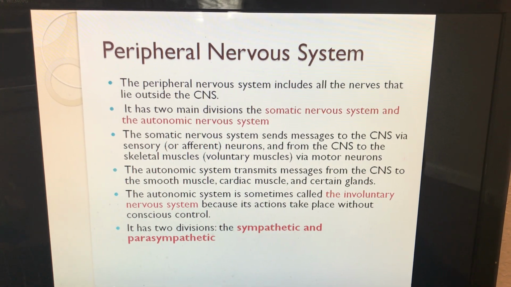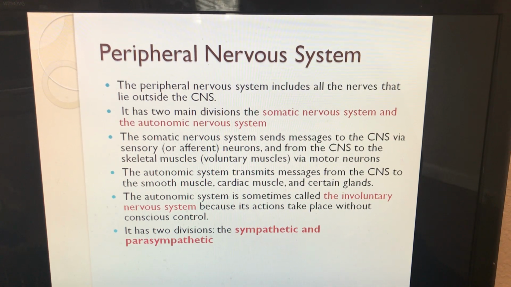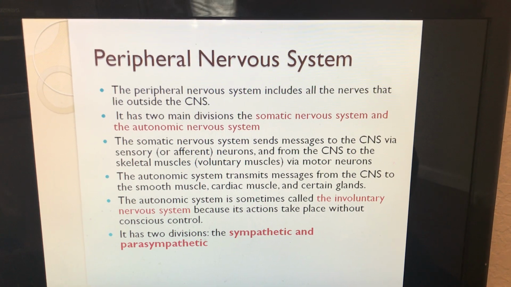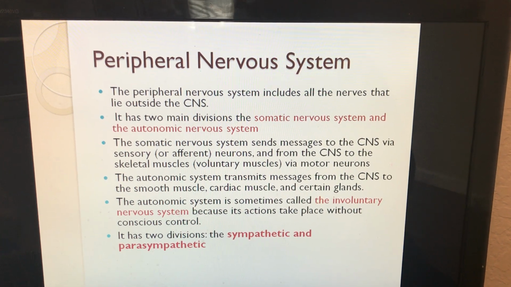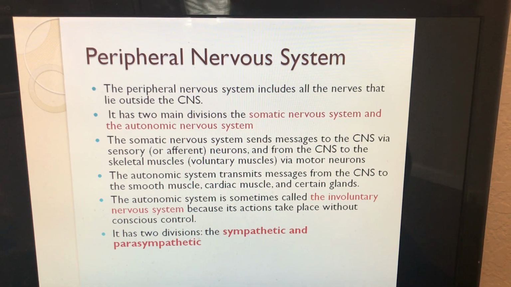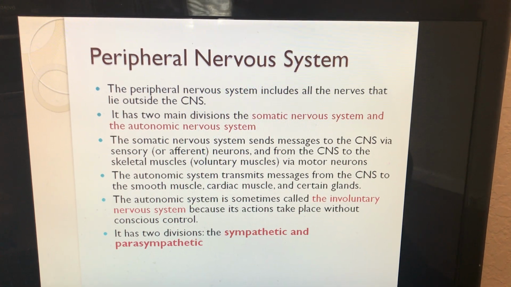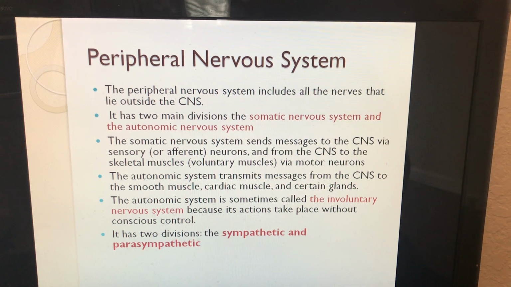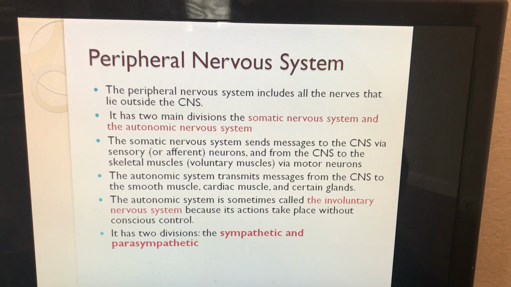Your peripheral nervous system includes all the nerves that lie outside the CNS. So it has two main divisions, the somatic nervous system and the autonomic nervous system. So the somatic nervous system sends messages to the CNS via sensory neurons, and from the CNS to the skeletal muscles via motor neurons.